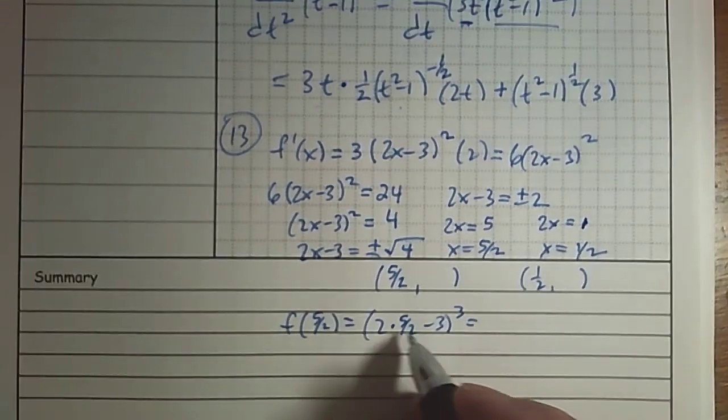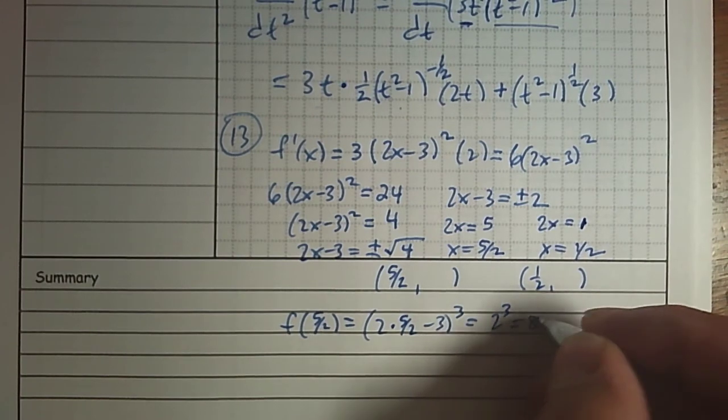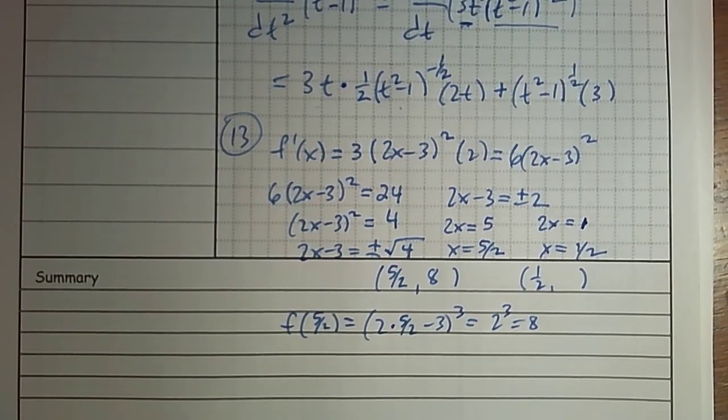So the 2's divide out. 5 take away 3 is 2, and 2 cubed is 8. So we got 5 over 2 and 8.